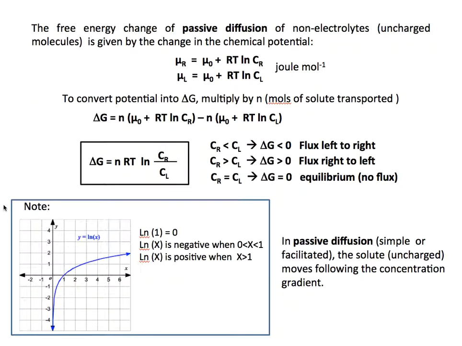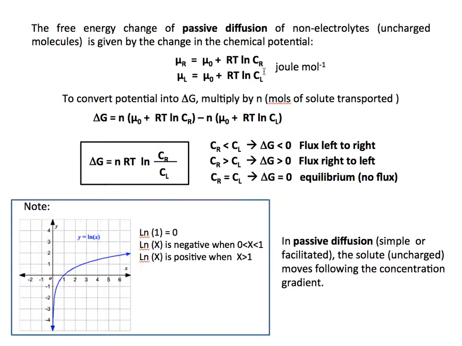All right, so where does it get the energy to move things? Well, there is energy in the imbalance of concentration. So you have mu R and mu L. Remember, mu naught is the electrochemical potential at the standard conditions. And then you have RT ln concentration right and concentration left, in joules per mole. So this is showing you energy.